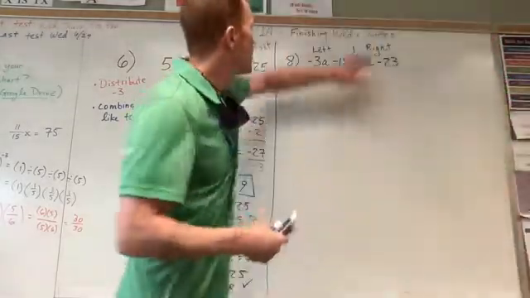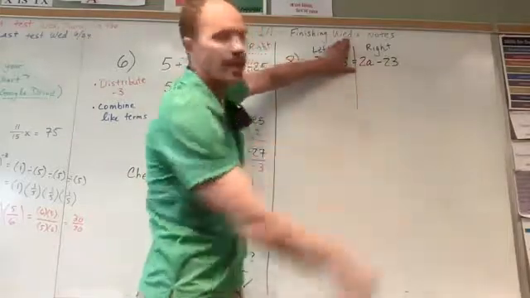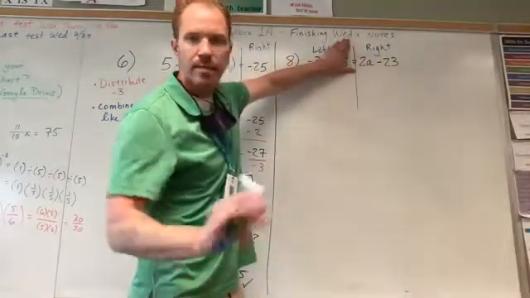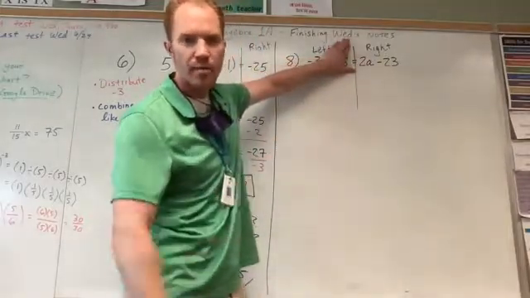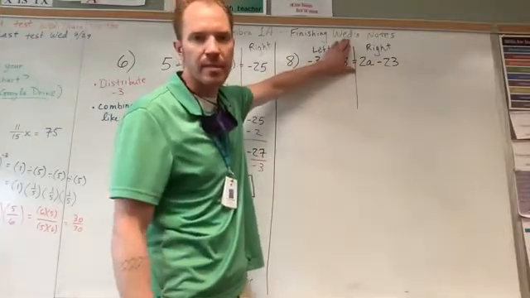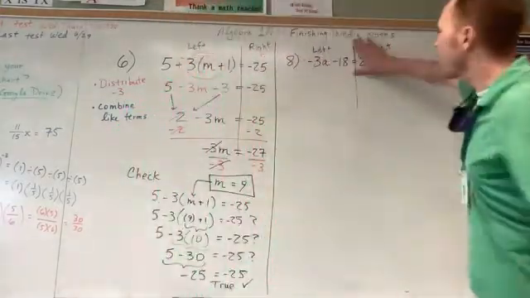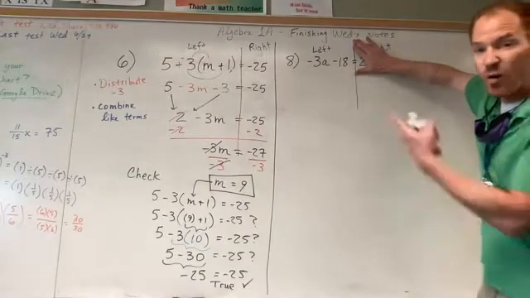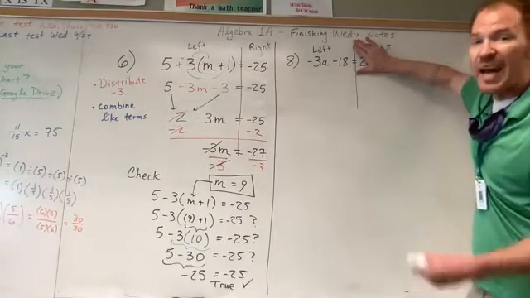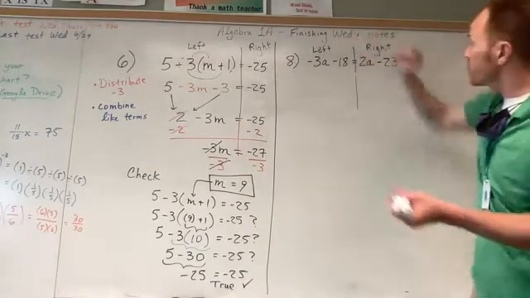So if I cover up the left side and I look at the right side, 2a minus 23 does not simplify. You have 2 apples, you owe $23. You can't make that simpler. If I cover up the right side and I just look at the left side, I owe 3 apples and I owe $18. I cannot simplify that.